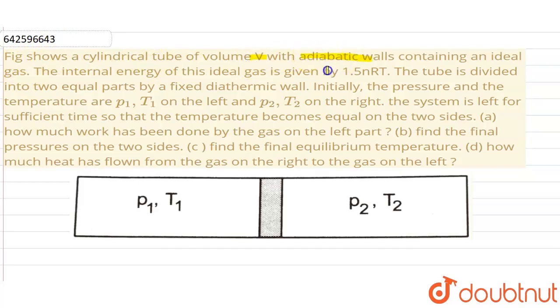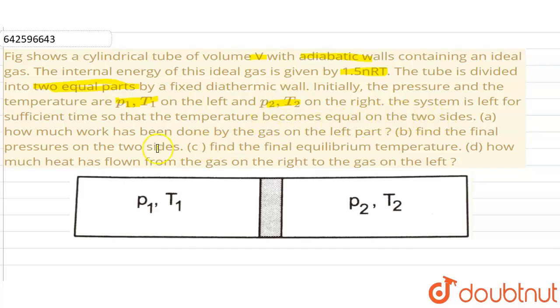Hello everyone, so our question is, figure shows the cylindrical tube of volume V with adiabatic walls containing ideal gas. The internal energy of this ideal gas is given by 1.5 nRT. The tube is divided into two equal parts by a fixed diathermic wall. Initially the pressure and the temperature are P1 T1 on the left and P2 T2 on the right. The system is left for sufficient time so that the temperature becomes equal on the two sides.